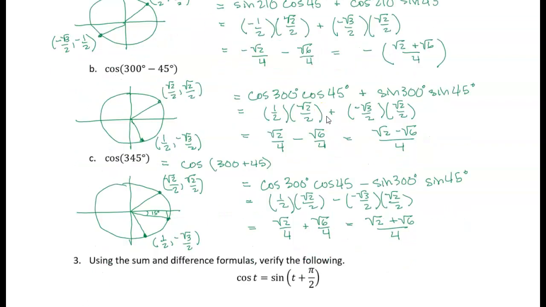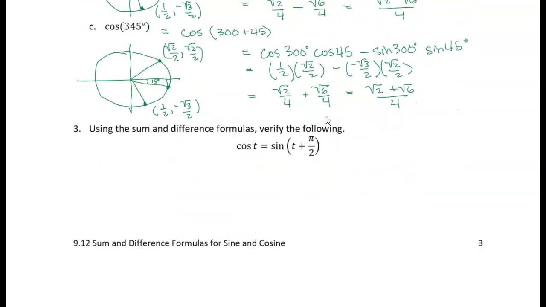All right. Is this the last one? I think this is the last one here. We want to use the sum and difference formulas to verify this identity right here. This is a lot like the example in the lecture, so we can just use the sum formula for sine and figure this out. We've got t plus pi over 2.